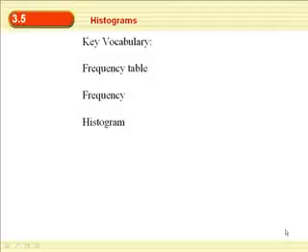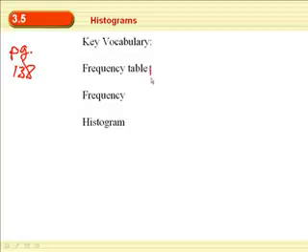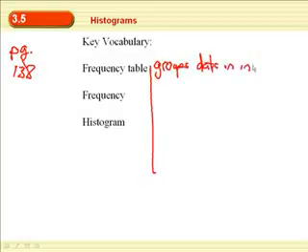Alright, this is 7th grade math 3.5 histograms, which I know we've kind of done before, so it should sound familiar. We have 3 vocabulary words. Frequency table. What a frequency table does is it groups data in intervals.